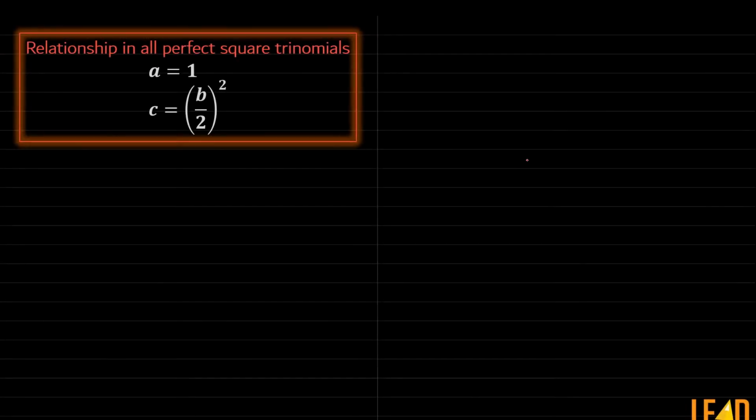In the previous video, we looked at the relationship between perfect square trinomials. We said that your value of a is 1, and that your value for c is b over 2 squared, right? And that once you find this relationship, you know you're dealing with a perfect square trinomial. So that means that if you see an equation, you should be able to tell: is this a perfect square trinomial or is it not?